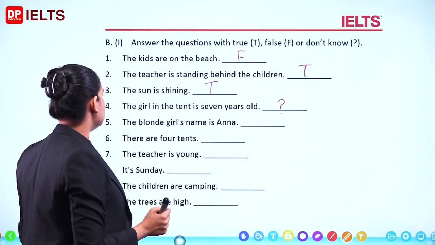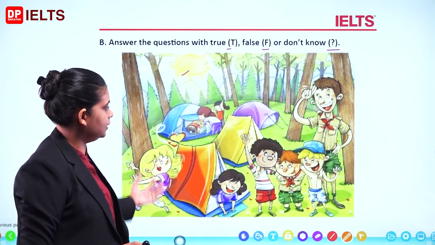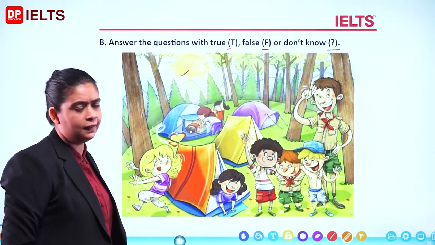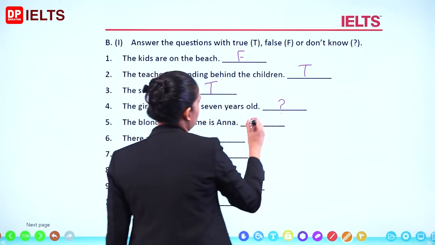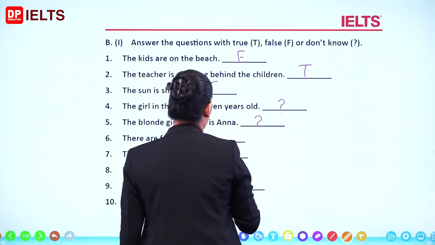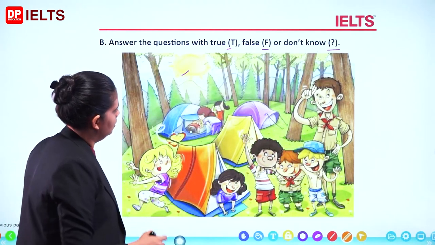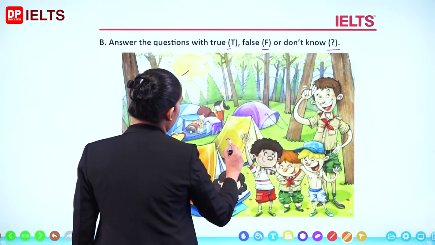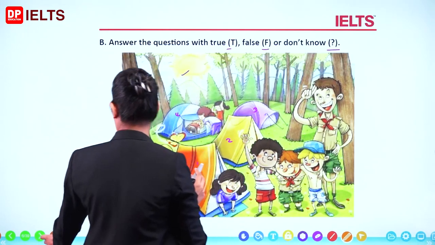The blonde girl's name is Anna. I don't know. So I'm going to put a question mark. There are four tents. 1, 2, 3, 4. True.